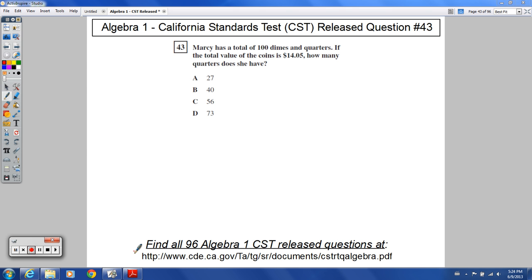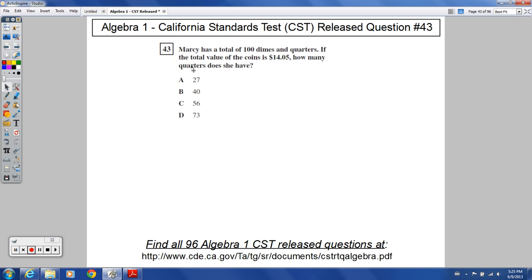Hello everybody, welcome to Algebra 1 release question number 43. It says Marcy has a total of 100 dimes and quarters. If the total value of the coins is $14.05, how many quarters does she have?